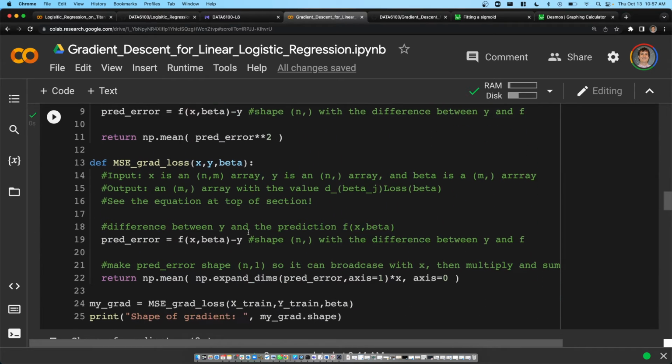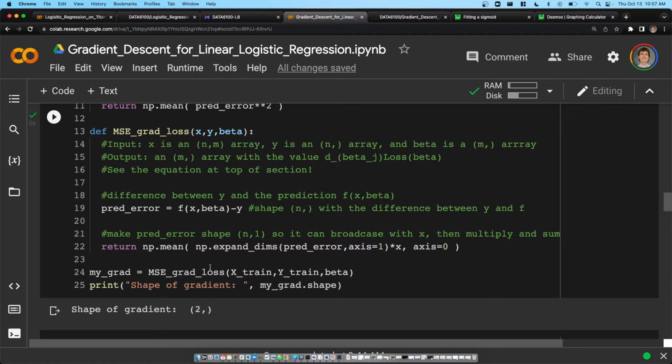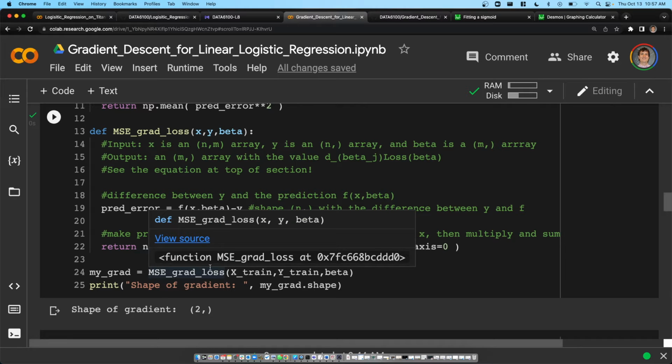And now that you have the gradient loss, you check it's the right shape, right? So here I'm doing two features, because I have the x's and I have the 1. I have a beta 0 and a beta 1. That's why the shape of the gradient is 2.